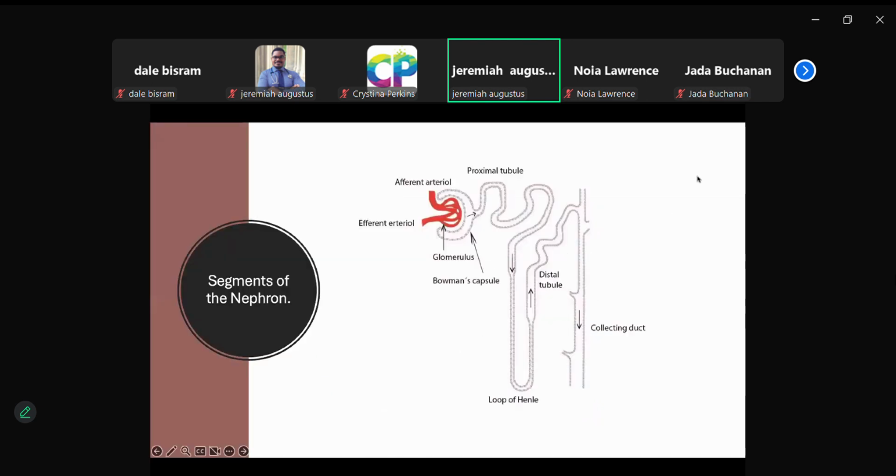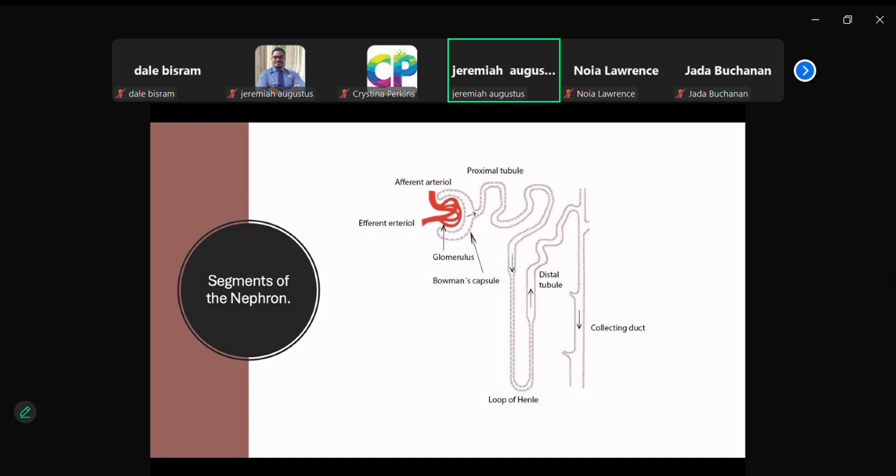Now, the segments of the nephron, I hope everybody knows them. We have the glomerulus, the proximal convoluted tubule, loop of Henle, distal convoluted tubule, and collecting duct. So we're going to go through each segment step by step, and see how their physiology works. The reason we have to do that is because when it comes down to things like your loop diuretics, you have to know how they work. You have to know why you have a potassium-sparing one.